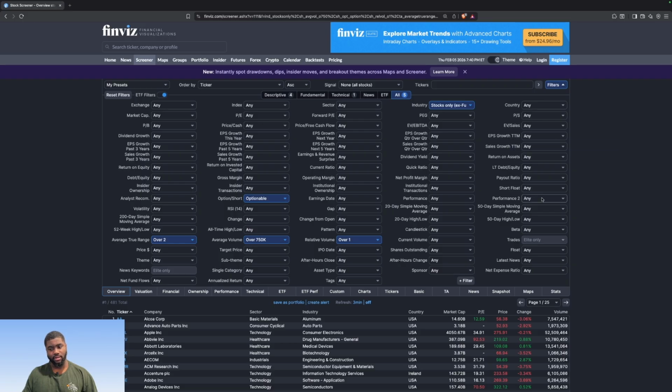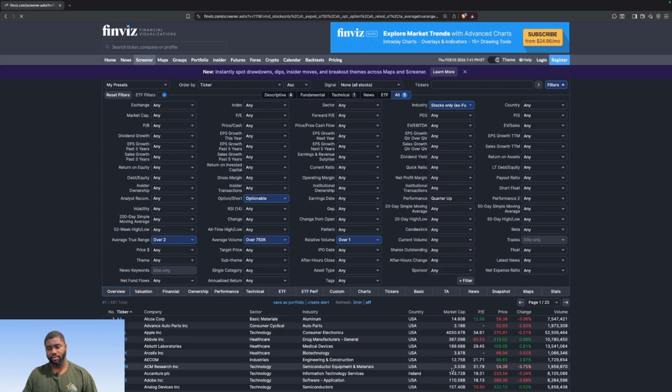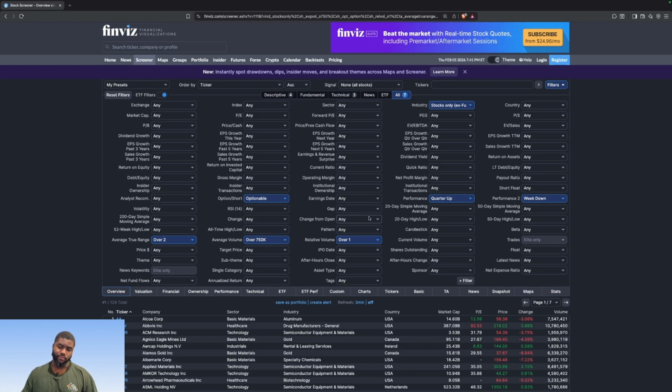And the third one, we're looking for performance. Performance number 1, depending on what we are looking for. If you are here to find demand, you want the stock to be up, let's say quarterly. So in the quarter, it's up. In the last 4 months and the last 3 months, it's up. And this week, it's down, week down. So that you find stocks that have moved up and are making a pullback. You understand? It goes up and it's making a pullback.